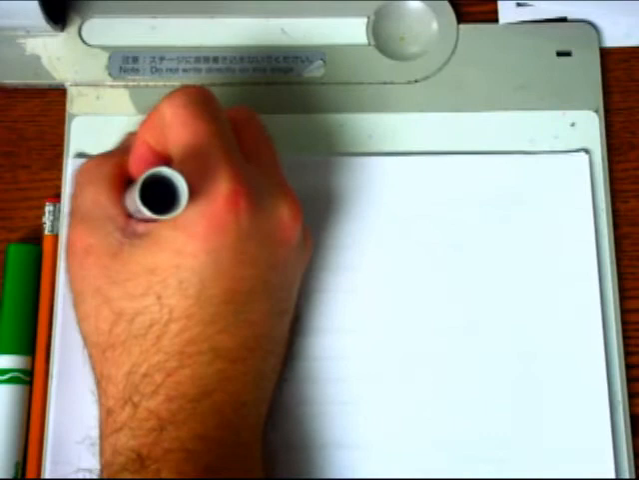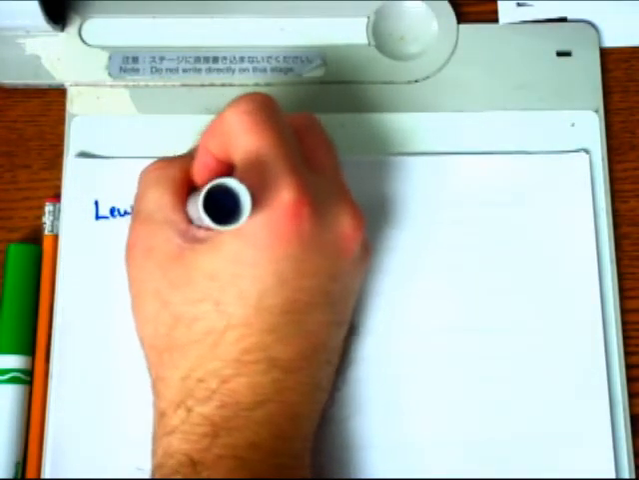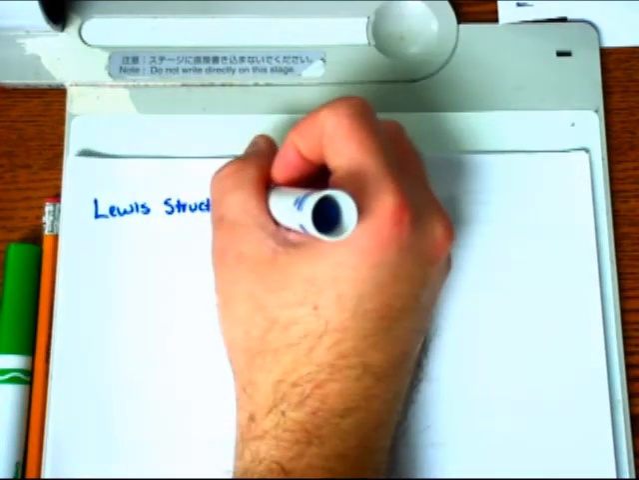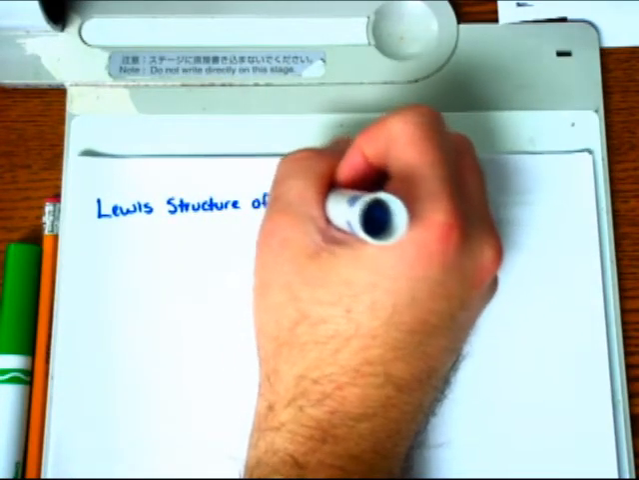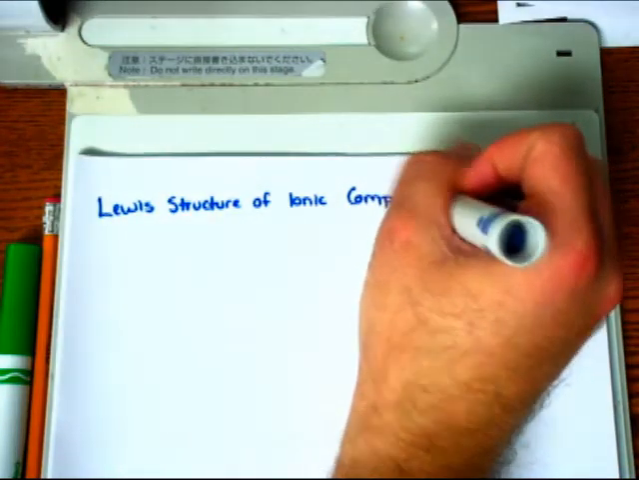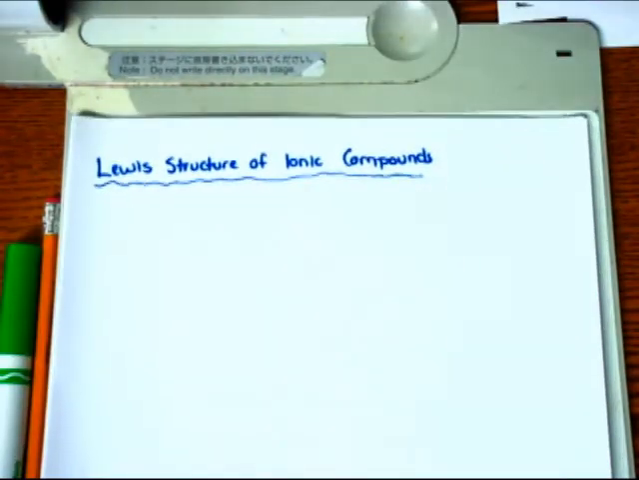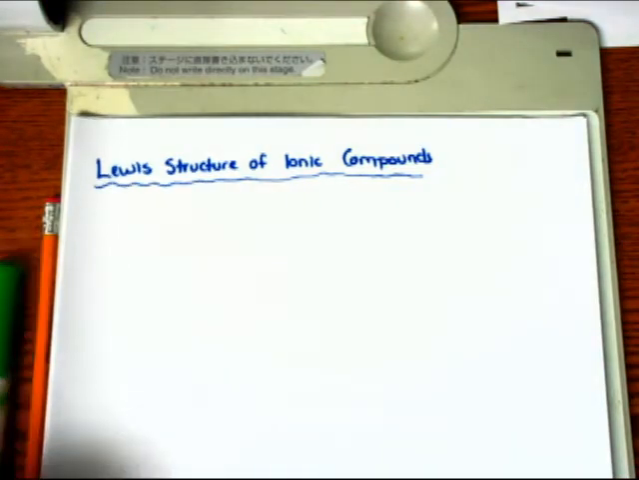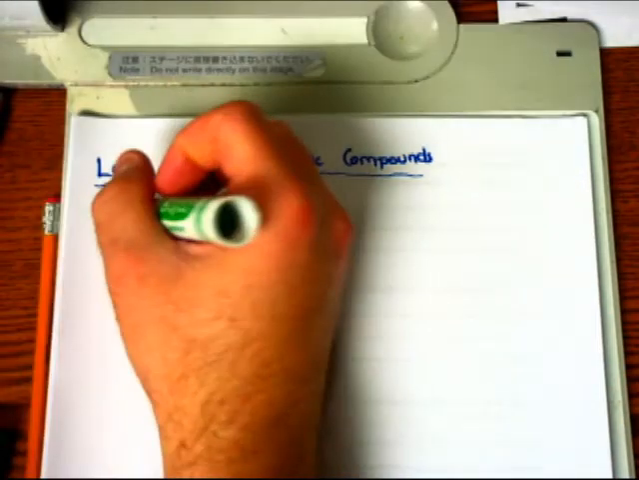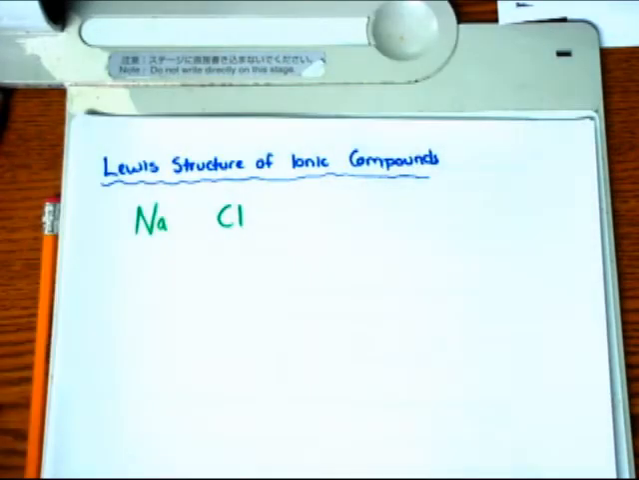So I'm going to show you now how to do a Lewis structure, not of just a single element, but of an ionic compound. So this is a Lewis structure of an ionic compound. So let's do this real quick. Probably the most simple ionic compound in the world is going to be sodium chloride, which is table salt. So you could write out Na and Cl.